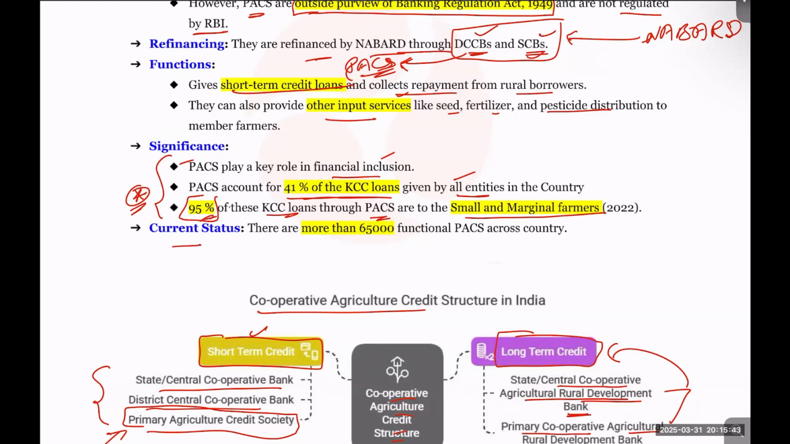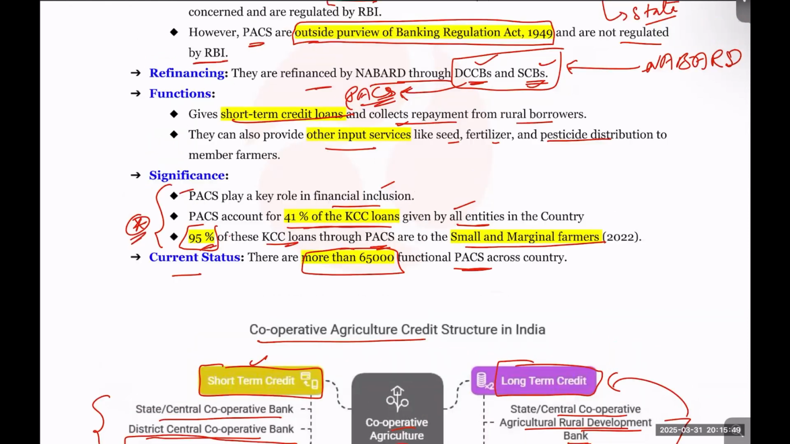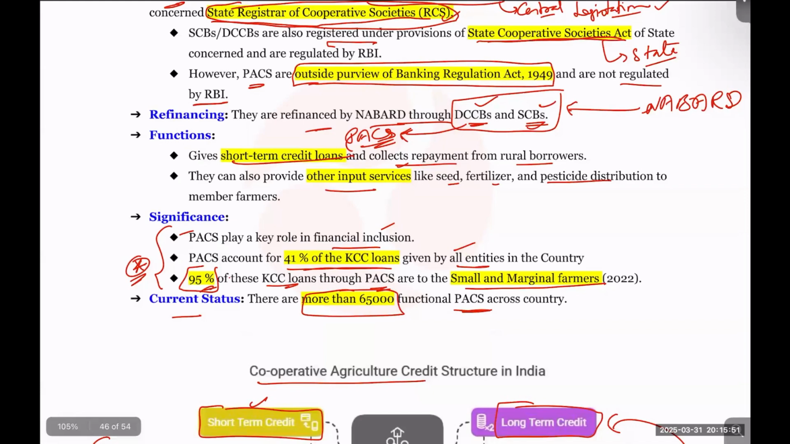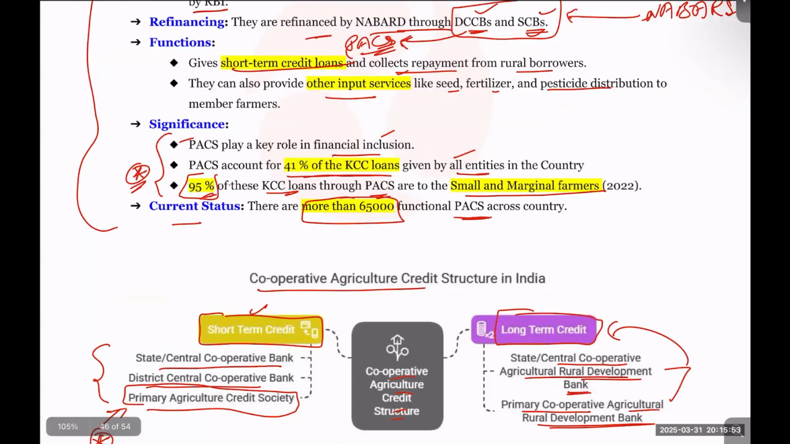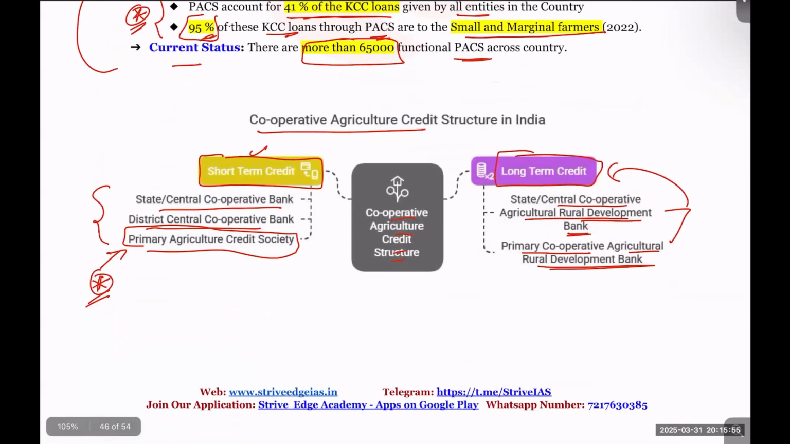What is the current status? More than 65,000 PACs are working throughout the country. This is the information that you should remember for your prelims. Okay, the rest is not very important.